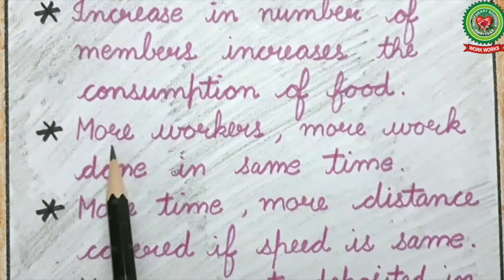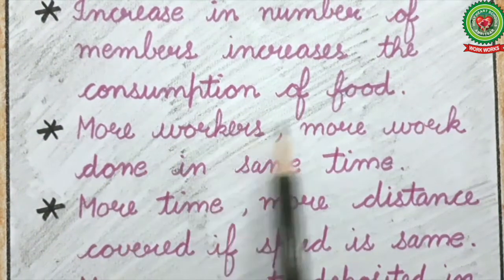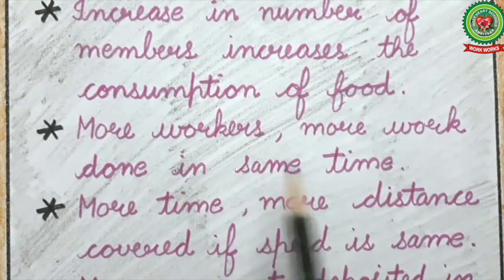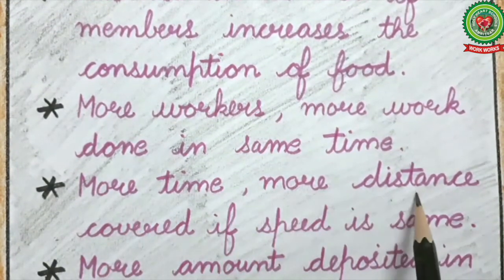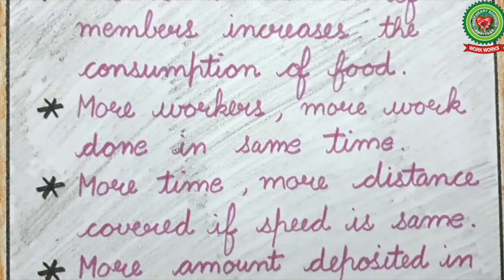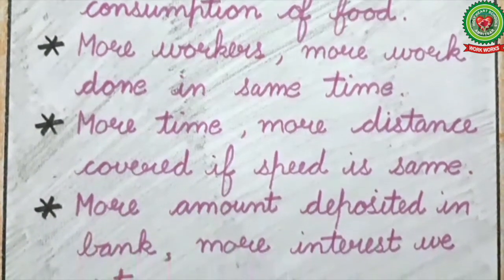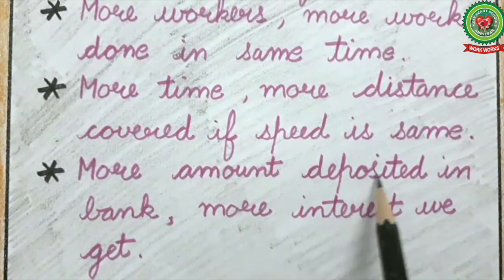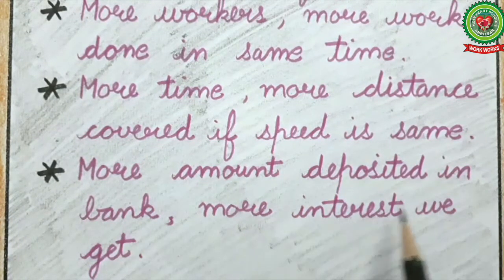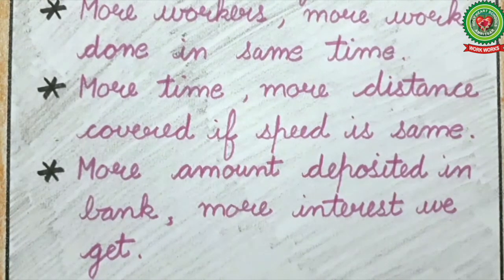Let's move towards another examples. More workers, more work done in same time. More time, more distance covered if speed is same. One more example is there. More amount deposited in bank, more interest we get. Similarly, you can think about many such examples of direct variation from your surroundings.